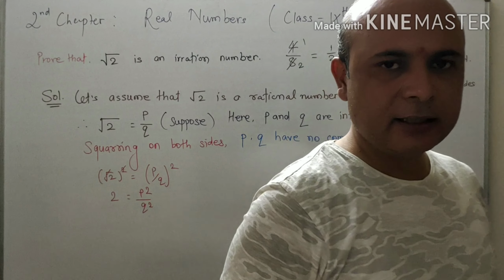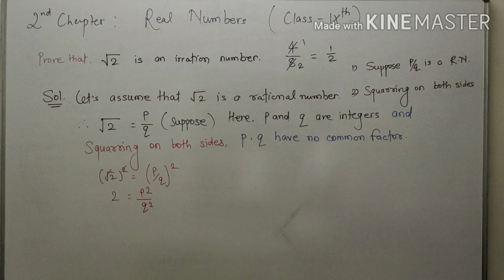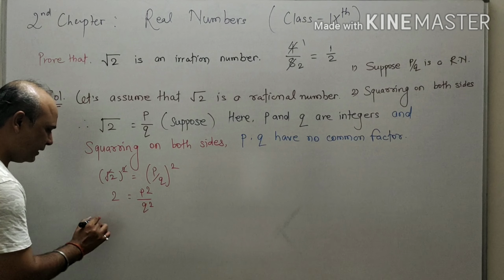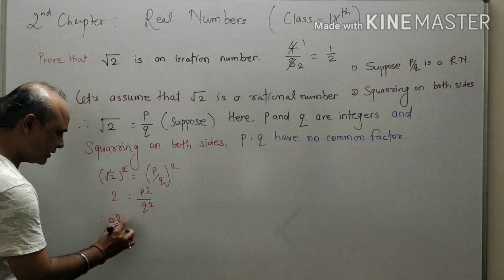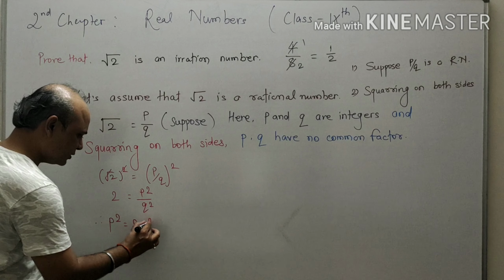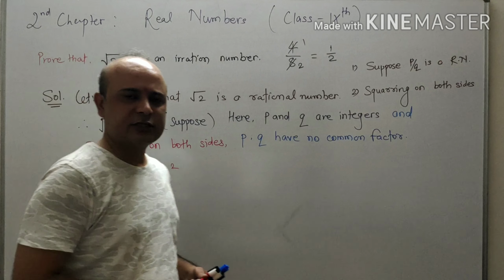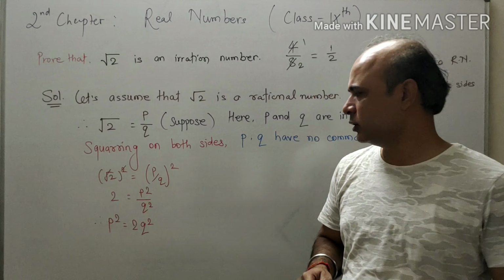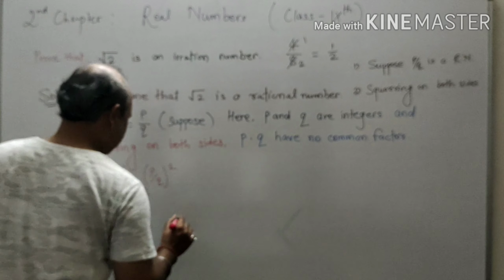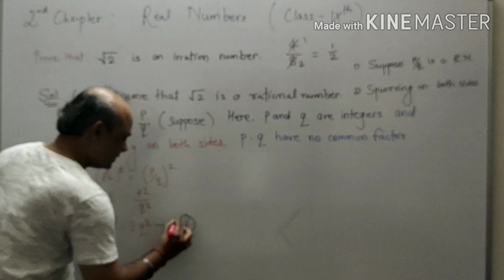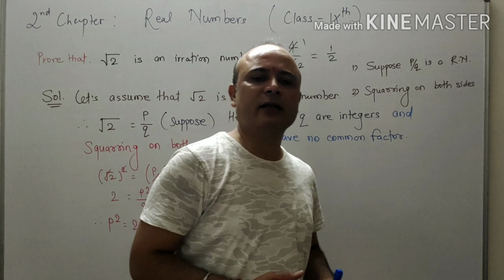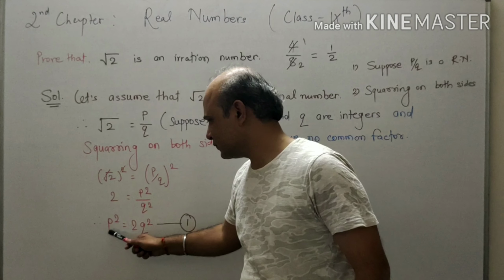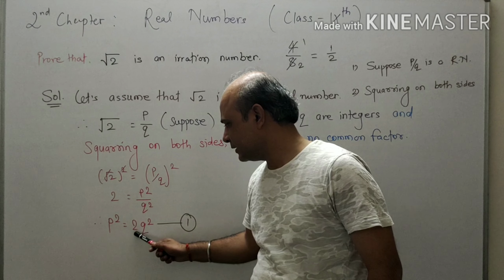You will get what, student? 2 is equal to p square upon q square. Now cross multiply. Therefore, p square is equal to 2 times q square. P square is equal to what, student? 2 times q square. This is equation number 1. Here p square is what, student? Even number.